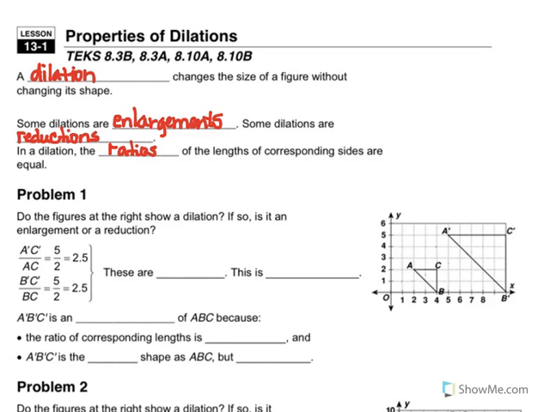In a dilation, the ratios of the lengths of corresponding sides are equal. So that just means you're going to create a fraction where you choose a side of the new image and you put it over the pre-image. So the new image is going to be over your old image, and you're going to choose a side and its corresponding side. So let's look at problem 1.